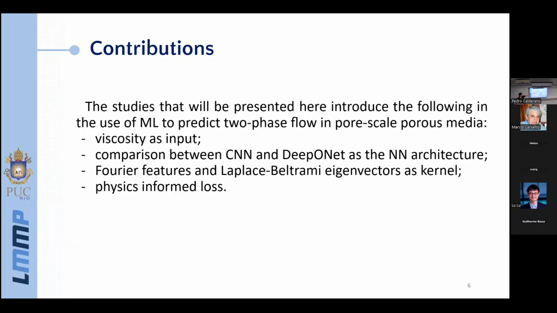In the first study, I do a comparison between CNNs and DeepNets as the neural network architecture. In the second study, I do a comparison between Fourier features and Laplace-Beltrami vectors as a kernel. Finally, I also play with physics-informed laws to see if that's an improvement or not in my system.